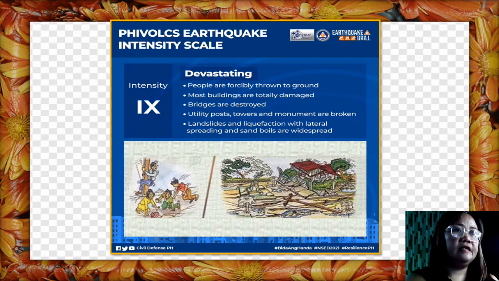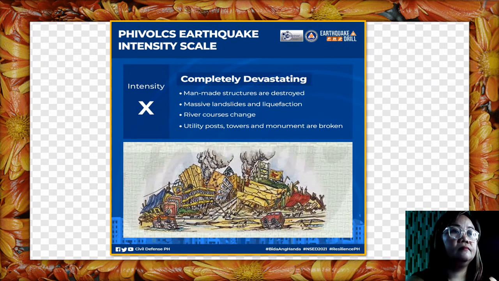Intensity 9, devastating. People are forcibly thrown to the ground. Most buildings are totally damaged. Bridges are destroyed. Utility posts, towers, and monuments are broken. Landslides and liquefaction with lateral spreading and sand boils are widespread. Intensity 10, completely devastating. Man-made structures are destroyed. Massive landslides and liquefaction. River courses change. Utility posts, towers, and monuments are broken.